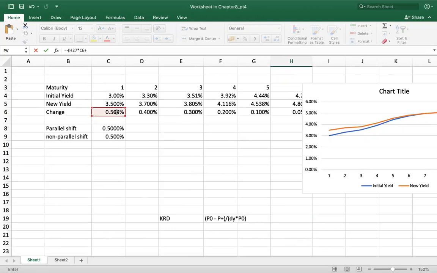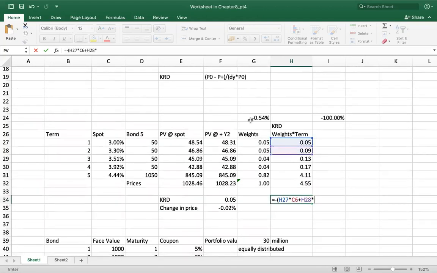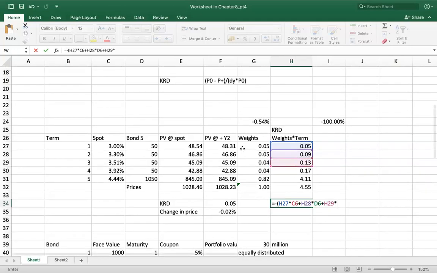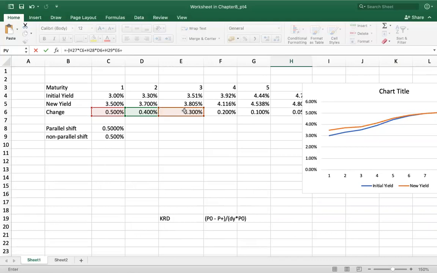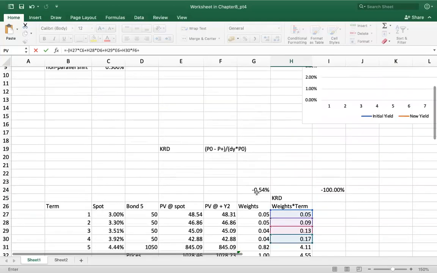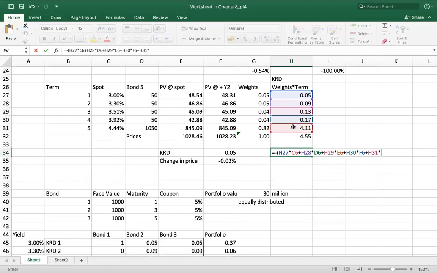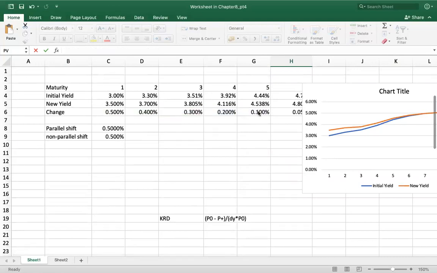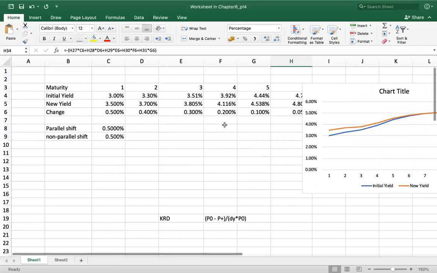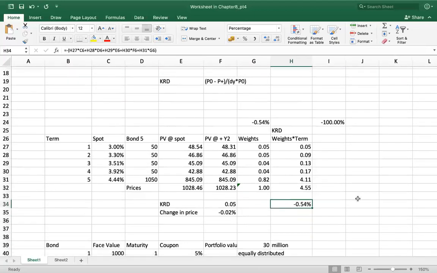50 basis point change plus key rate duration for year 2 multiplied by 40 basis point change plus key rate duration for year 3 multiplied by 30 basis points plus key rate duration for year 4 multiplied by 20 basis points plus key rate duration for year 5 multiplied by 10 basis points. If we convert it into a percentage, so this is minus 54%. It means that if all the rates change by these particular basis points, price will decrease by 54 basis points.